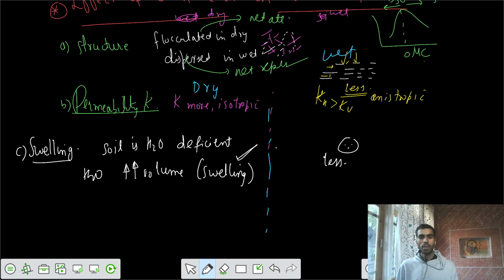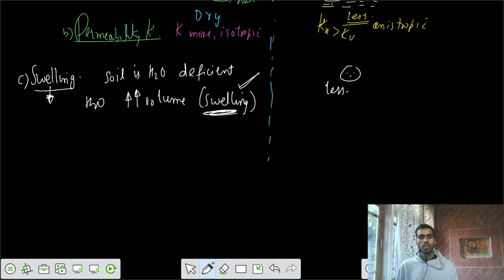If your soil is compacted on the dry side of optimum, your swelling for the soil would be more. Let's talk about shrinkage. We can have one more property, that is shrinkage. Shrinkage says that decrease of volume. This is the increase of volume on addition of water, and this is the decrease of volume on reduction of water.